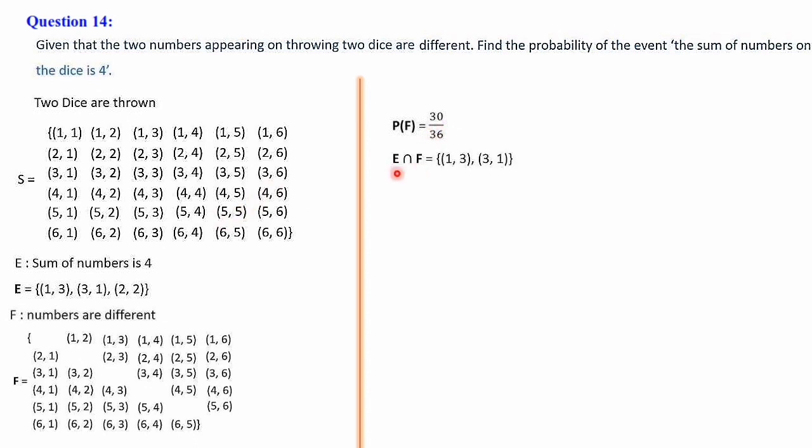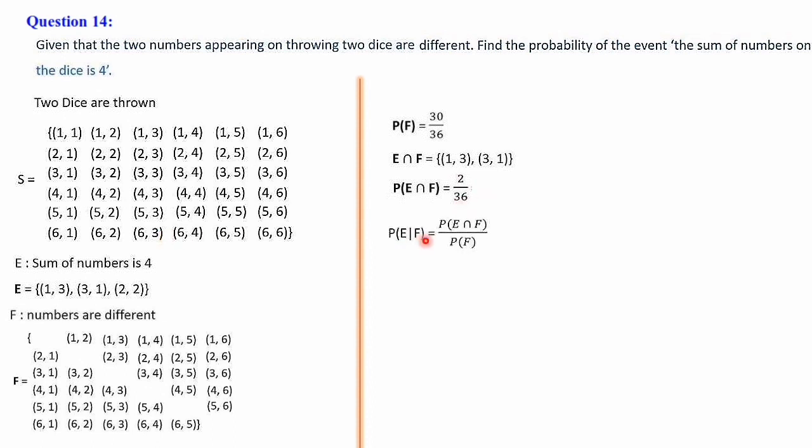Then E intersection F, when we calculate, E is this one, F is this one. Surely 1 3 and 3 1 are the E intersection F elements. So 2 2 will not be included because 2 2 is removed from here, since they are the same numbers. So E intersection F means 1 3 and 3 1 are the intersection elements. Then P of E intersection F is, there are only 2 elements, so 2 divided by the total number of elements in the sample space, 36. So 2 by 36.